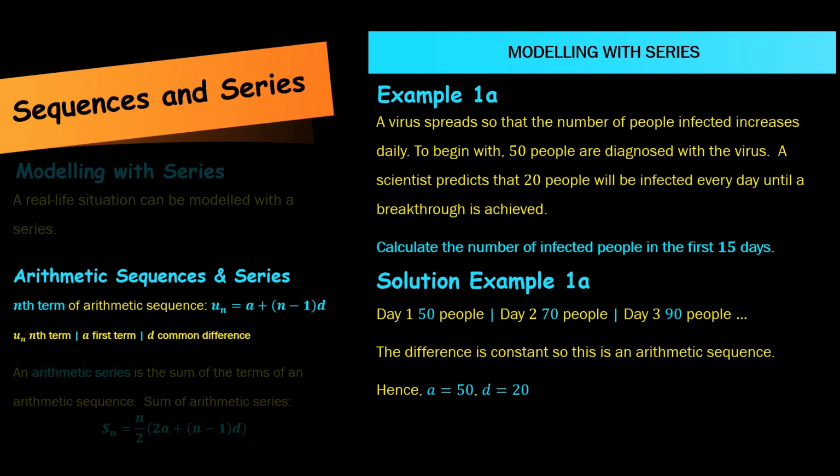And therefore a, the first term, is equal to 50. And d, the common difference, is 70 minus 50, which is 20, or the 20 can be taken directly from the question. And n, the number of days for which we are required to do our calculation over, is equal to 15.